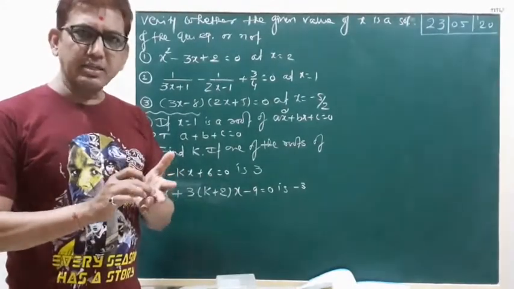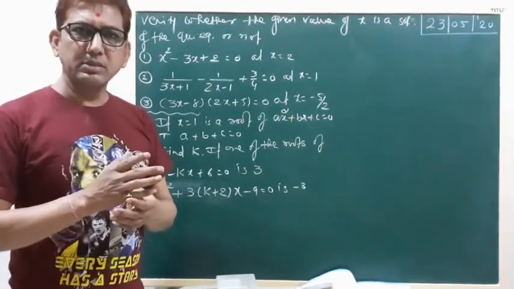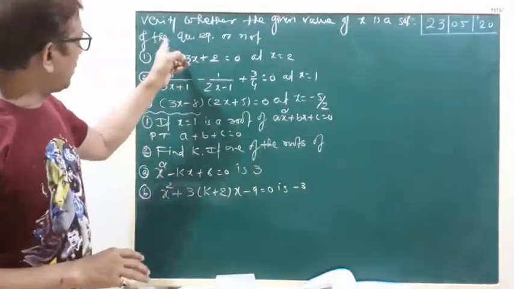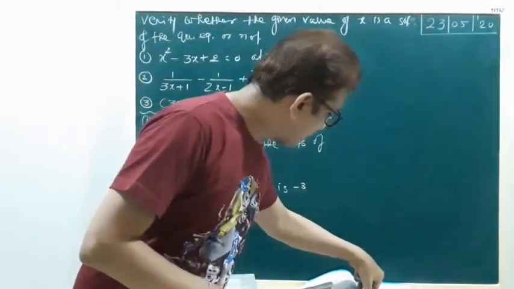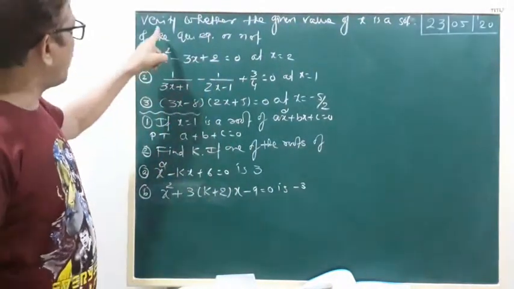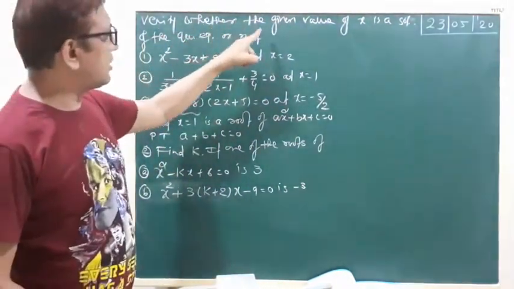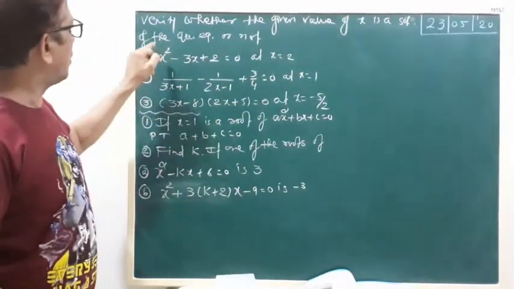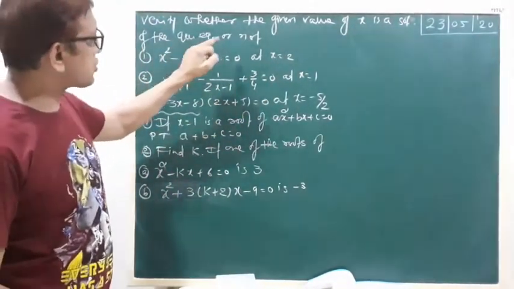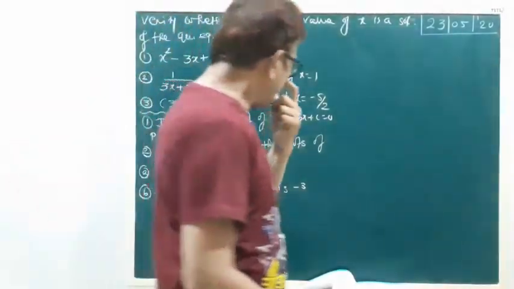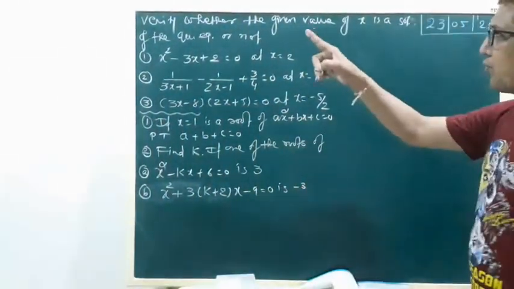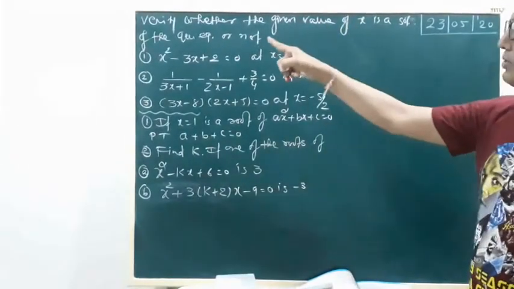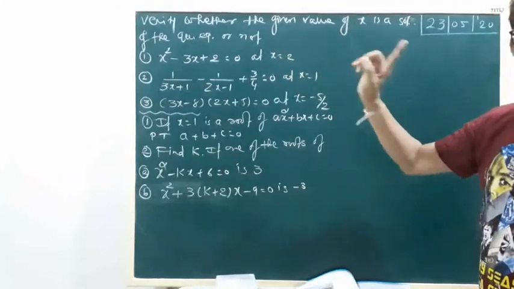We have completed the first method in any equation, quadratic or not. Now we are discussing the second method. Verify whether the given value of x is a solution of the quadratic equation or not. Again, repeat the question: verify whether the given value of x is a solution of the quadratic equation or not.